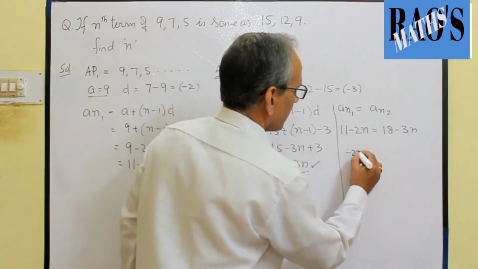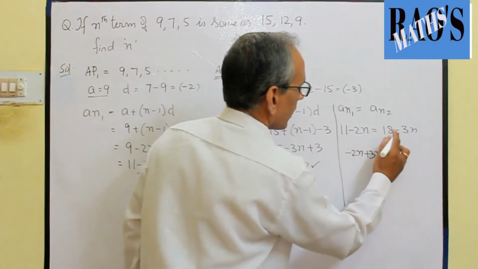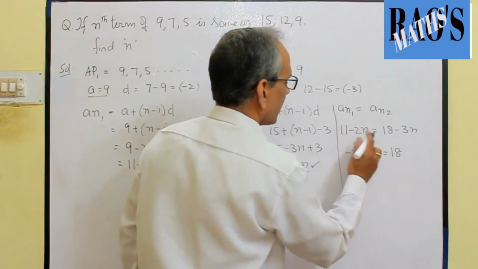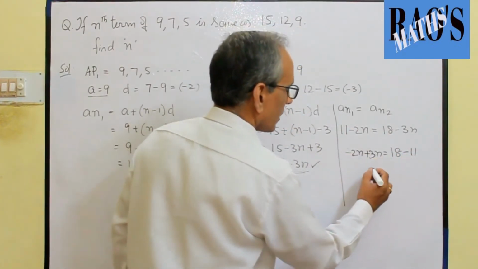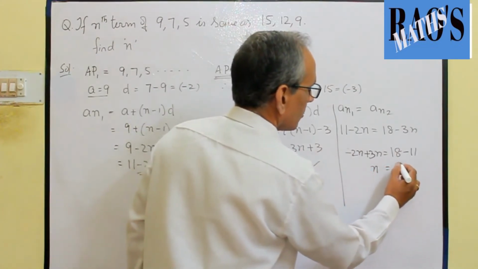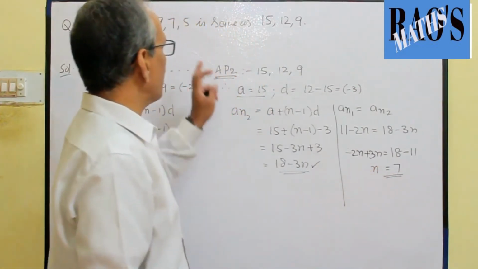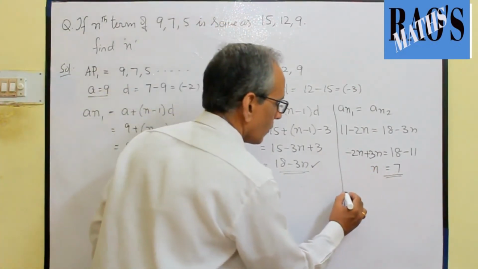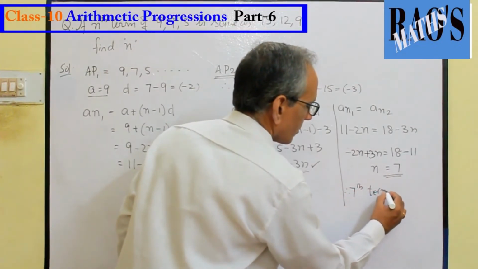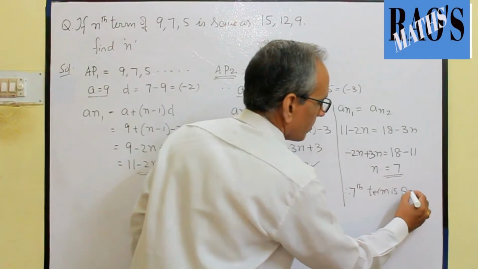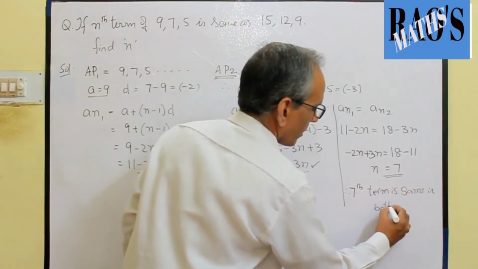So minus 2n plus 3n is equal to 18 minus 11. So plus 3n minus 2n is n, which is equal to 18 minus 11, that is 7. So the 7th term is the same in both the APs. That's right. Therefore, the 7th term is the same in both APs.